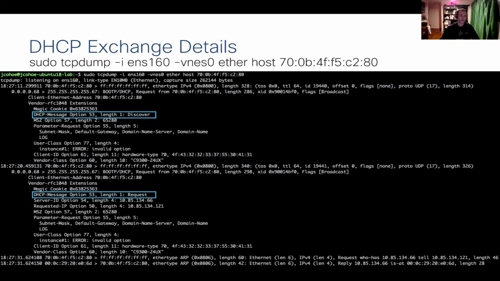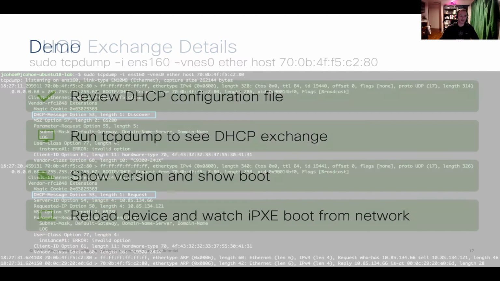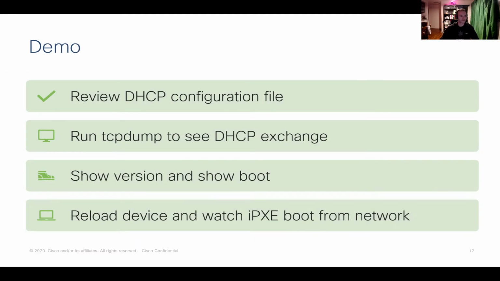One other thing that I typically do when working with the day zero options is to enable some DHCP debugging. So in this case, I'm using tcpdump just to watch the DHCP transactions. I've just highlighted that the device has gone out and done a discover and then a request. And that's part of the day zero boot up of the device to do the DHCP exchange. And then the next part of this is actually to go and download the bin file and load it.